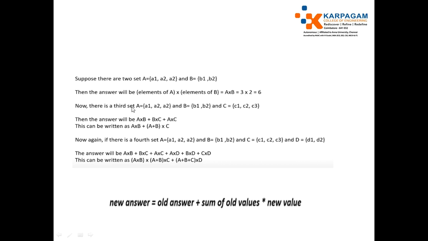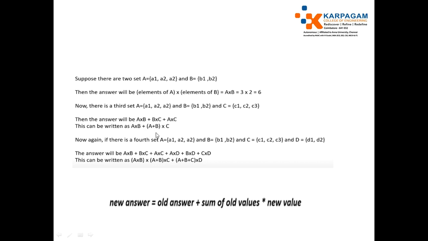Assume there is a third set along with A and B, called C, which again contains 3 elements. Here, as usual, the answer is A into B plus B into C plus A into C. I am rearranging this form, A into B plus B into C plus A into C, as A into B plus A plus B into C. I can rearrange it like this: A into B plus A plus B into C.